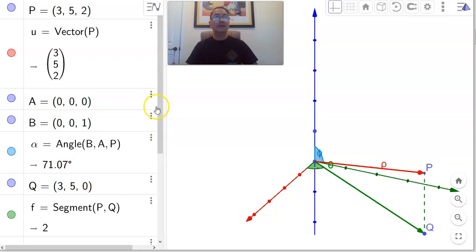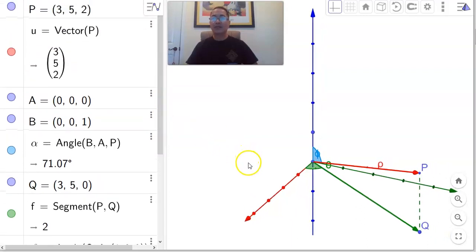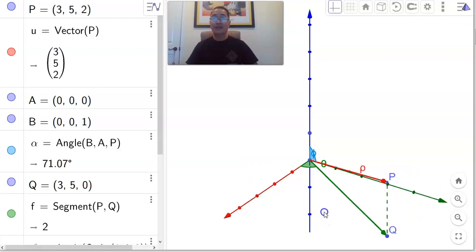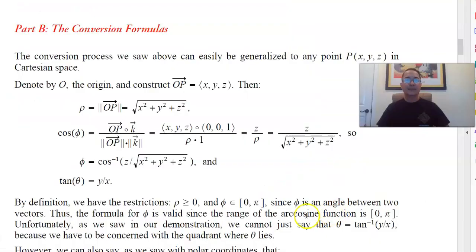So yeah, I will include this in our GeoGebra file section. You can play with it. There's really not much to play with. There's another program that's a lot more fun, and we'll see it.